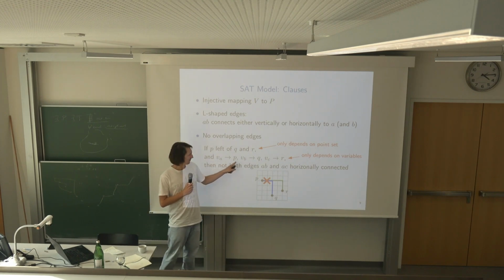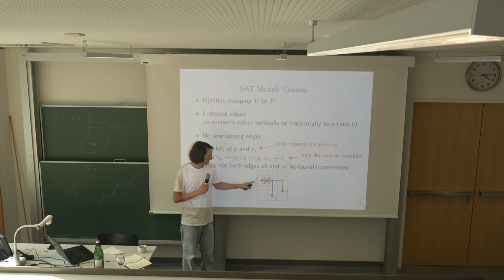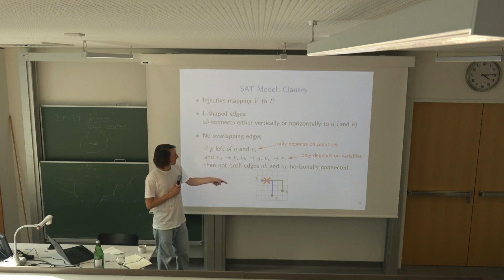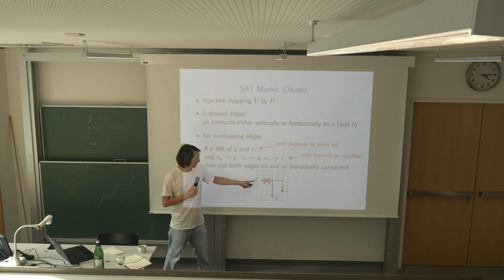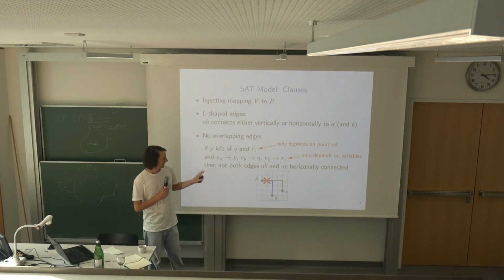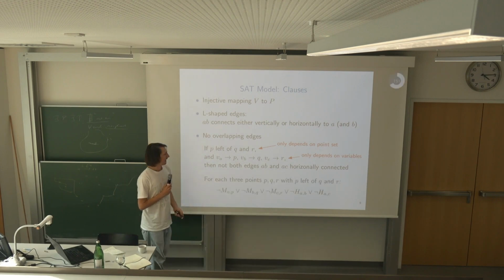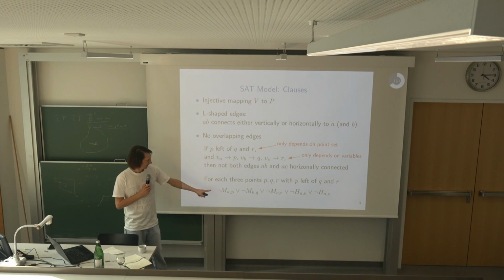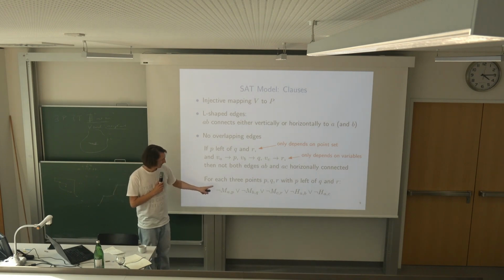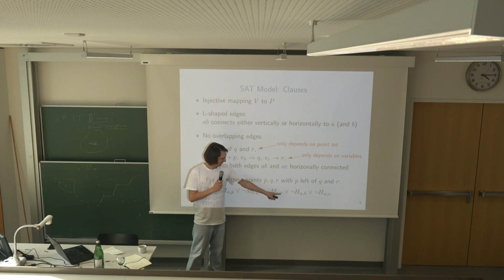So if A maps to P and B is mapped to Q and C is mapped to R, and then you also have the edges. So there's also the edge PR and PQ. Then I don't want that both of them are horizontally connected. And to write this as a clause is exactly here. So it's not allowed that A maps to P, B maps to Q, C maps to R.